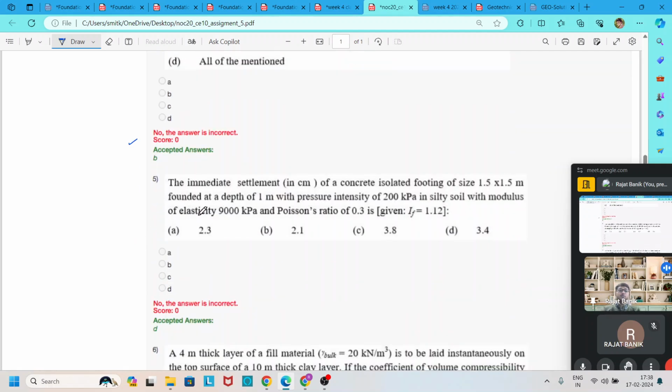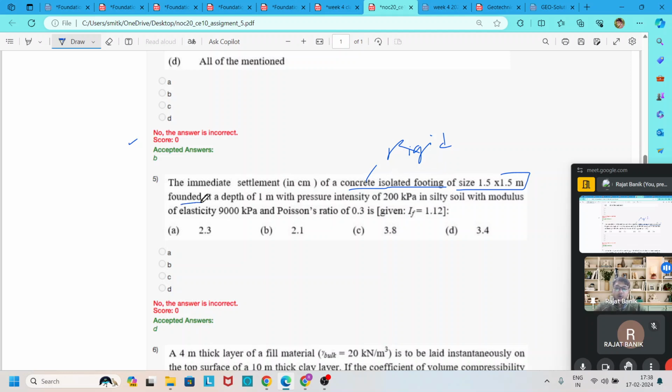Now there is one problem given. In question number 5, it is asked to find the immediate settlement in centimeters of a concrete isolated footing. A concrete isolated footing means the foundation is rigid, and the type of foundation is a square footing, and also rigid.